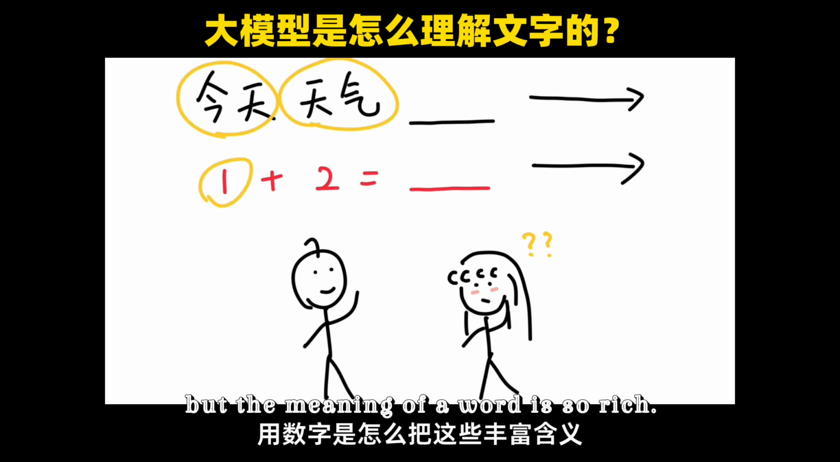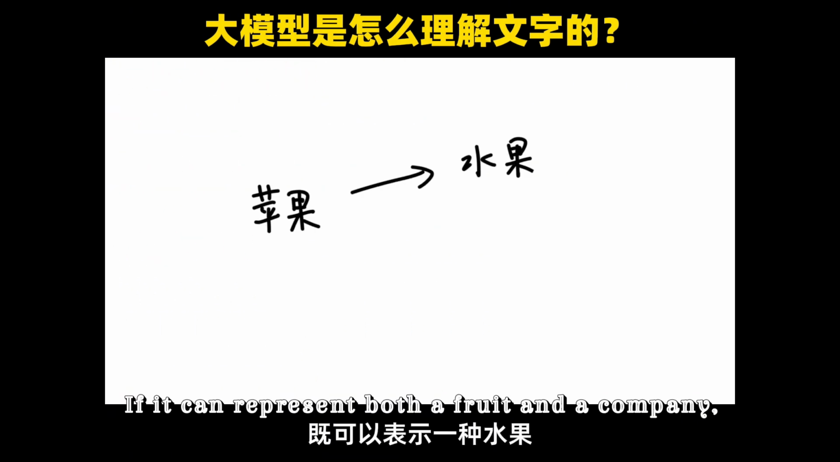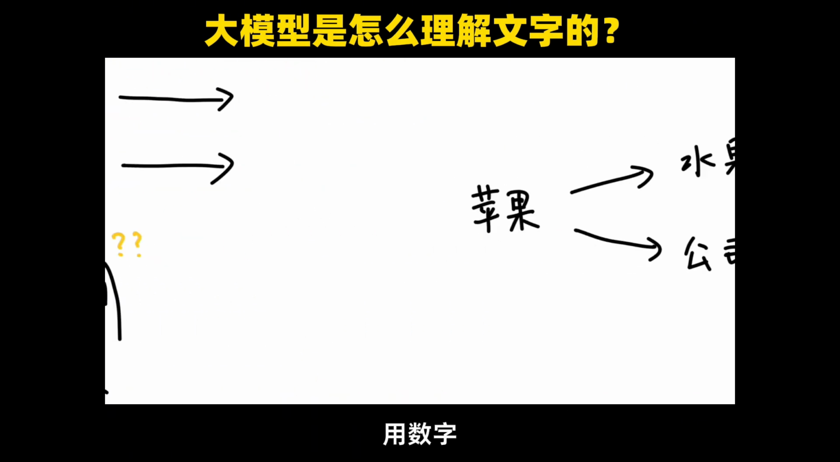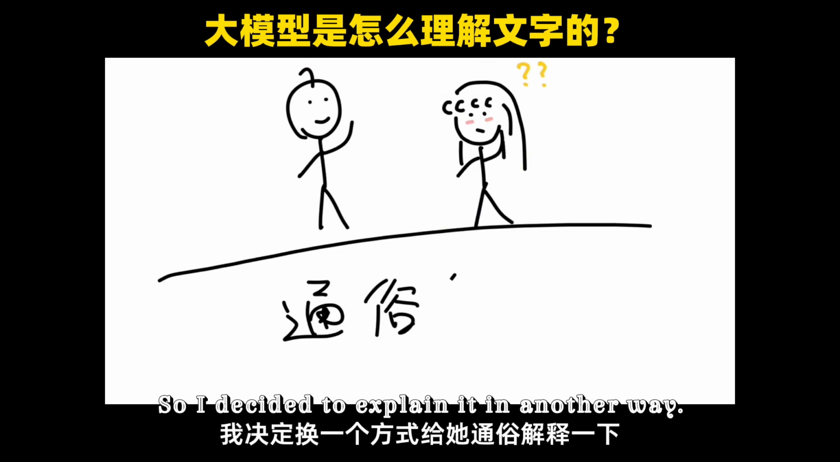But the meaning of a word is so rich. How can numbers express all these rich meanings? If a word can represent both a fruit and a company, how can numbers handle such complexity? So I decided to explain it in another way.